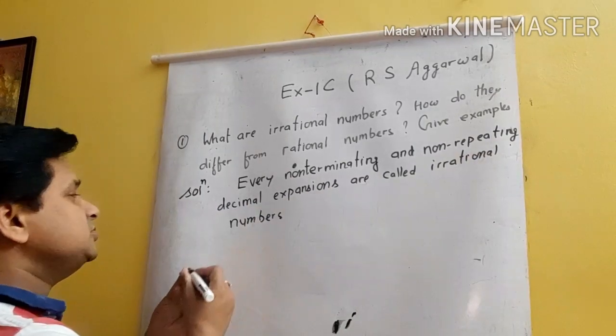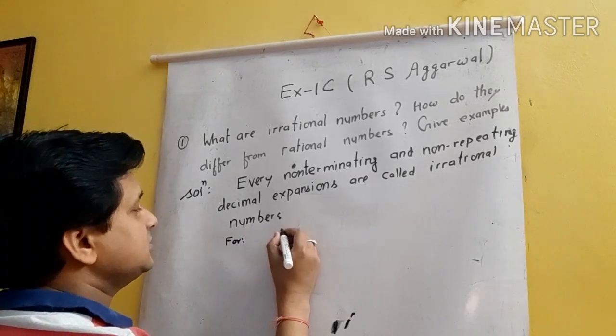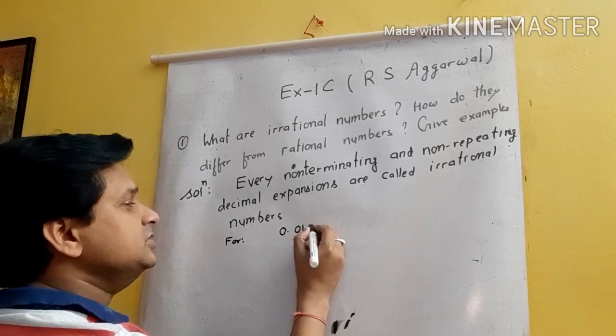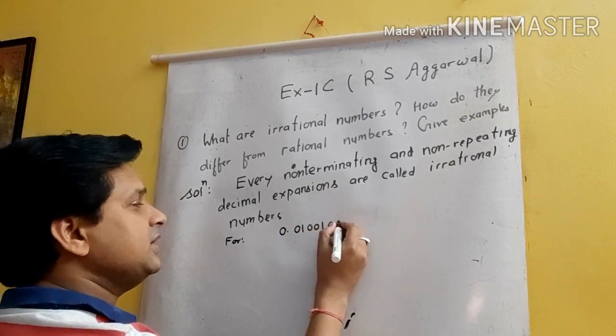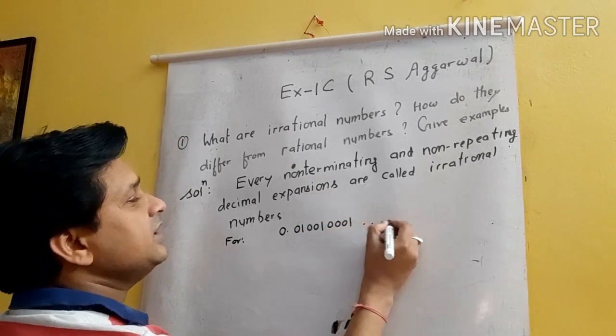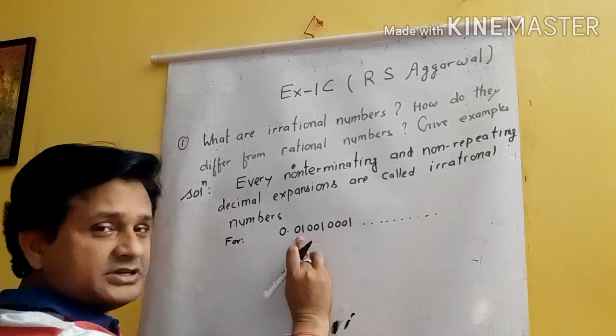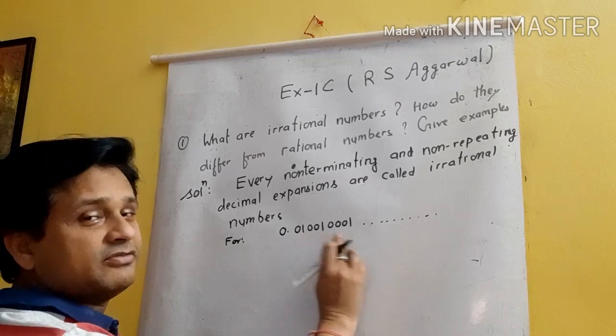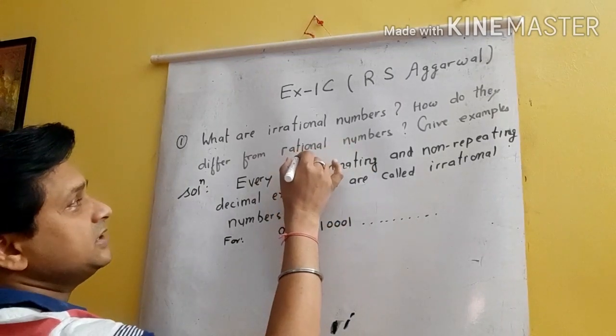So I'm just going to take one example. Suppose I take 0.010010001... In this way digits are repeating, but every time the patterns are different. Now I am going to write about rational numbers.